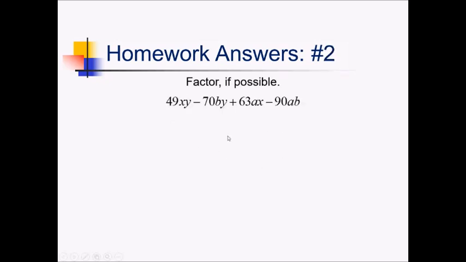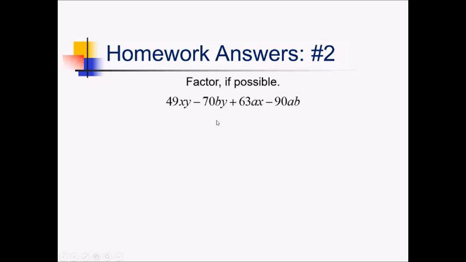To factor this one, let's first check to see if there's a common factor for all four of these terms. And it looks like there isn't. We've got a 49, a 70, a 63, a 90. There's no number that those are all divisible by. Okay, well, in that case, let's look at letters. No, they don't all have the same letter. They have some combinations of the same letters if you look at two at a time. Because there's four terms, this is a pretty good indication that grouping might work here.